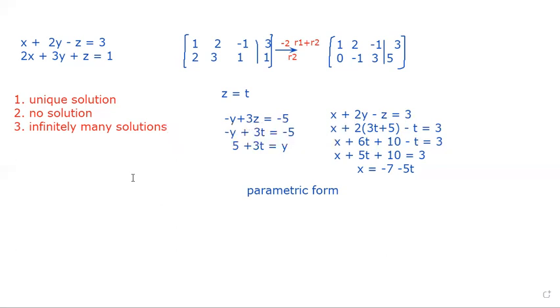Okay, so once again, we have a unique solution, no solution, infinitely many solutions. And the other times that we get parametric form are usually when we have homogeneous systems. So we can look that up as well. All right.